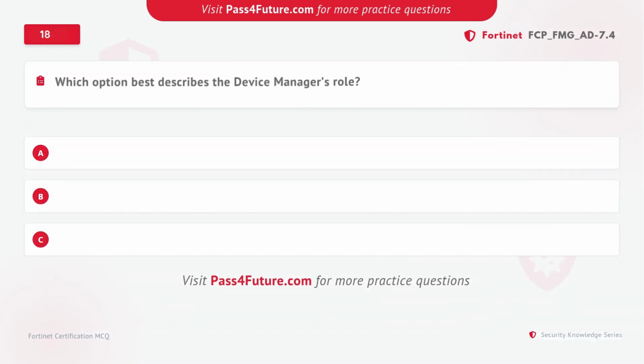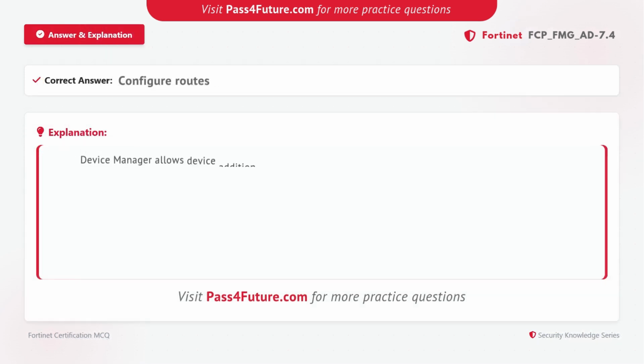Let's try this one next. Which option best describes the device manager's role? A. Monitor traffic. B. Configure routes. C. Add static routes. Correct answer is B. Configure routes, because device manager allows device addition, configuration, and monitoring.